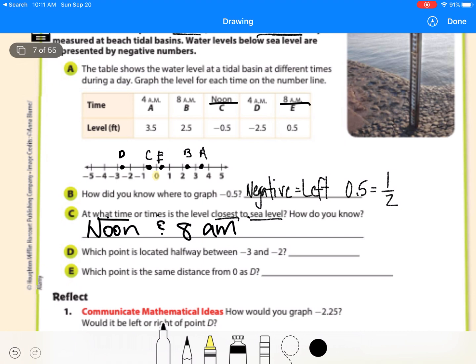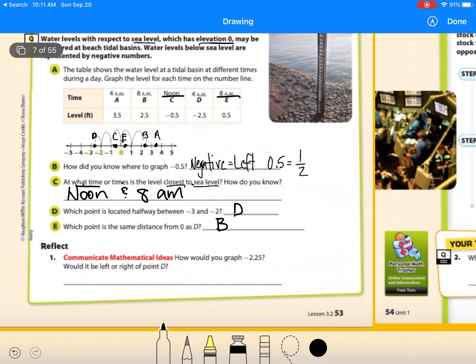It said what time. Which point is located halfway between negative 3 and negative 2? So I'm going to find my negative 3, my negative 2. What number falls in between those two? D. Which point is the same distance from 0 as D? So from 0 we're going to count 1, 2.5 from 0. So we need to do it the other way. 1, 2.5. What point is that? It is point B. So number 1, this is your first problem for homework.